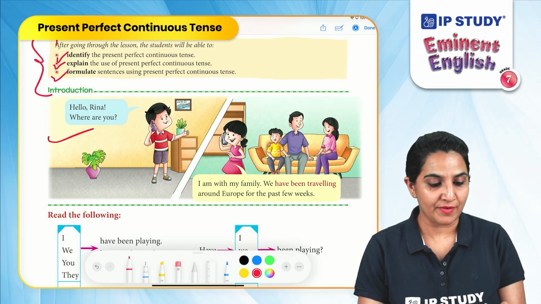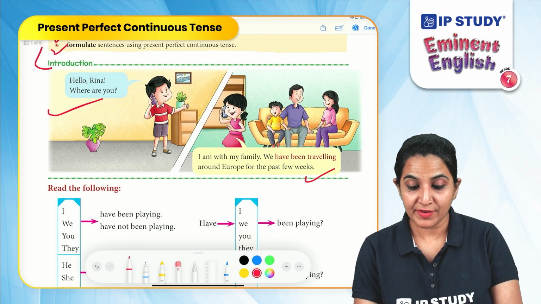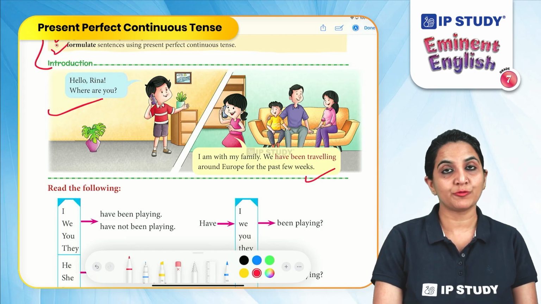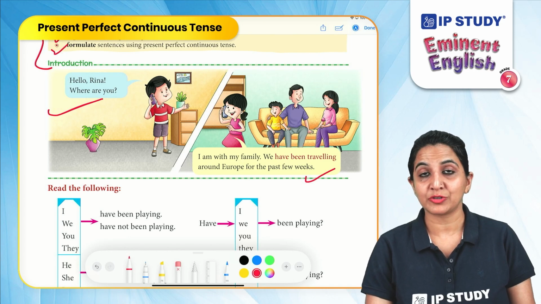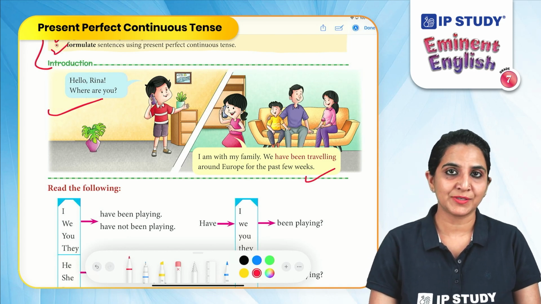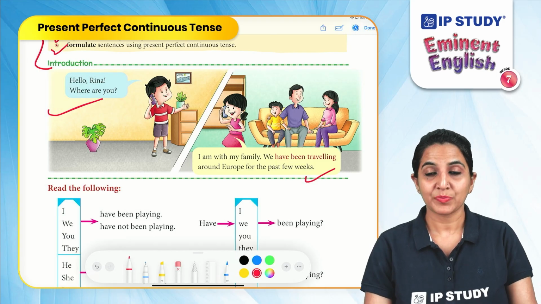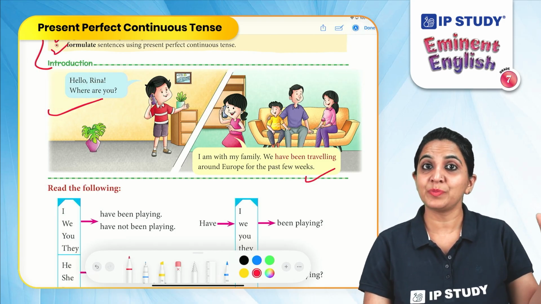Hello Reena, where are you? I am with my family. We have been traveling around Europe for the past few weeks. Now here, if we look closely at Reena's response, she has used the words like have been traveling. That means for the past few weeks, she has been in Europe.